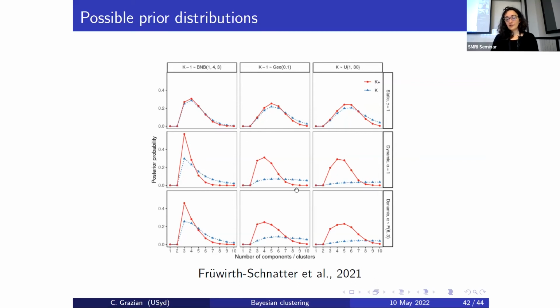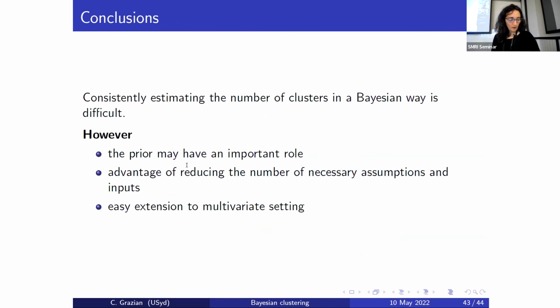But the distribution on the number of clusters tends to be more concentrated around smaller values, except for the beta negative binomial, where there is more concordance between the 2. So I think I'm close to an end.